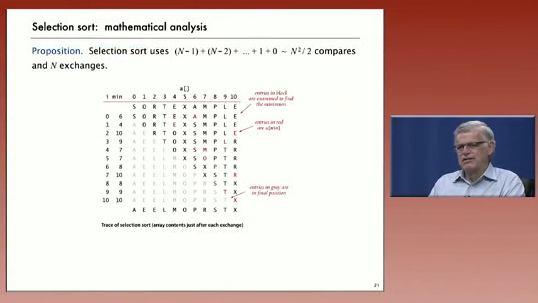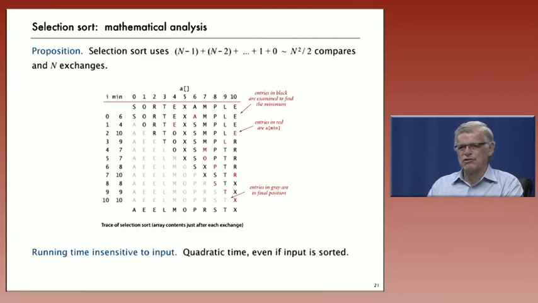Well, you can see that this is going to be, in general, an n by n square, and about half of the elements in the square are black, or about n squared over 2. And you can see also the exact formula, n minus 1 plus n minus 2 and so forth, is the total number of compares used. And then on each of the n values of the variable I, there's an exchange. So that's the cost in terms of the number of exchanges.